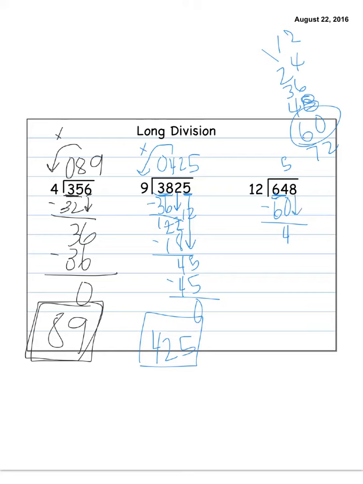We drop down the 8 in the hundreds place there and say, well, 12, how many times does 12 fit into 48? Well, 1, 2, 3, 4. 4 times 12 equals 48. Find what we have left over, which is 0. So our answer here, 648 divided by 12, gives us an answer of 54.